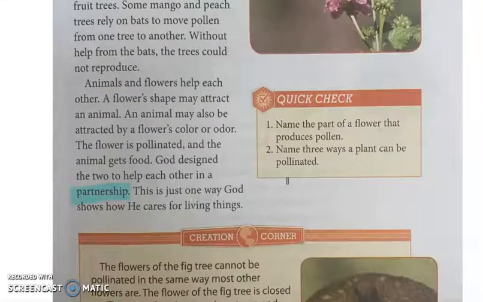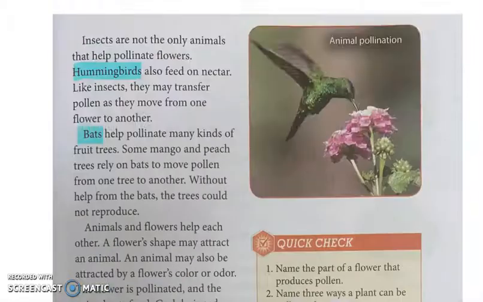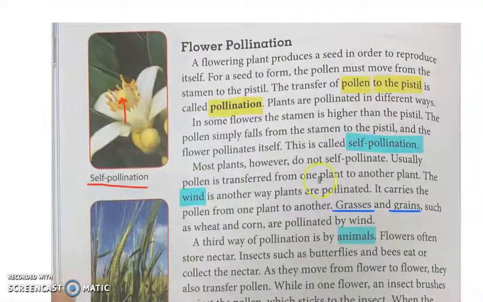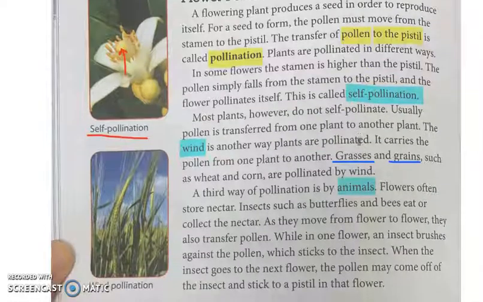And number 2, name 3 ways a plant can be pollinated. So what is the first way? First one is self-pollination, because they can just transfer the pollen within itself. The second one is wind. And third way is through animals or insects.